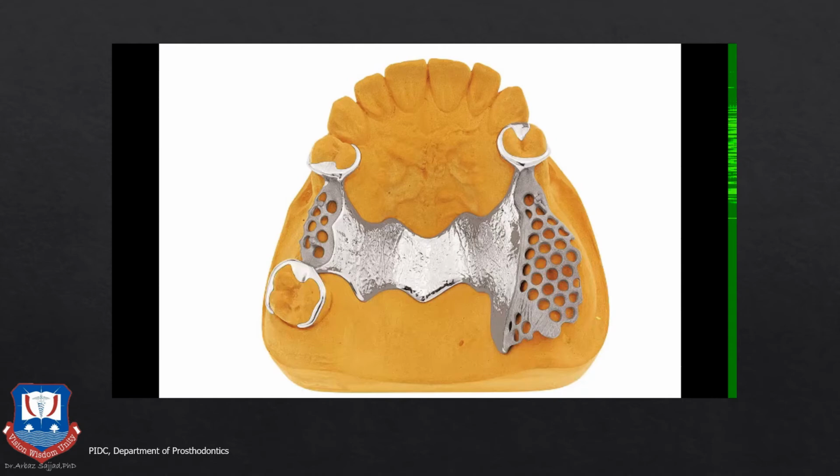So this is a finished CPD framework. This is how a finished and polished CPD framework looks. Here we can see that the minor connectors, that is the lattice framework, the saddle area which will hold the acrylic, is not finished. It has a rough sandblasted appearance which needs to be maintained so that the denture base resin will have good retention to it. Other areas are all buffed to a glossy shine.